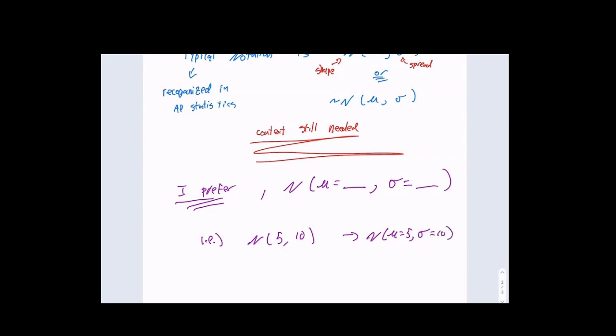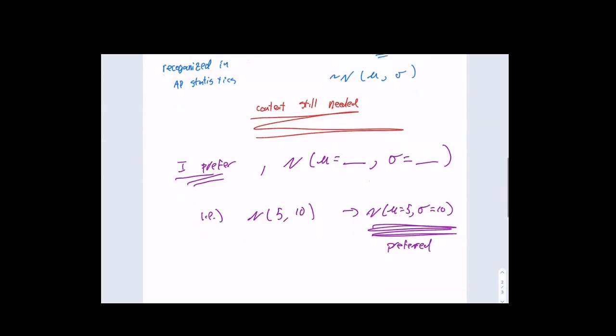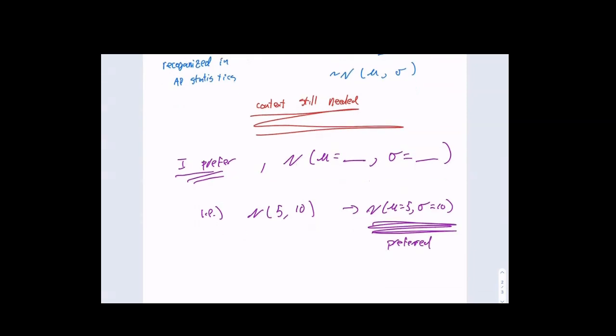Okay, so I prefer this. I prefer this right here. This is preferred, but it's not required. If you just wrote this right on the left-hand side, that's good enough, as long as you include, of course, context. Who and what. So who are we referring to, and what is the variable?